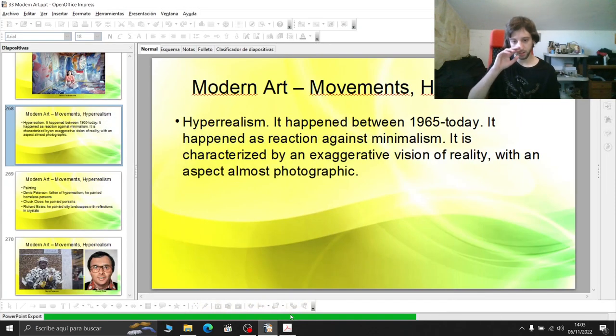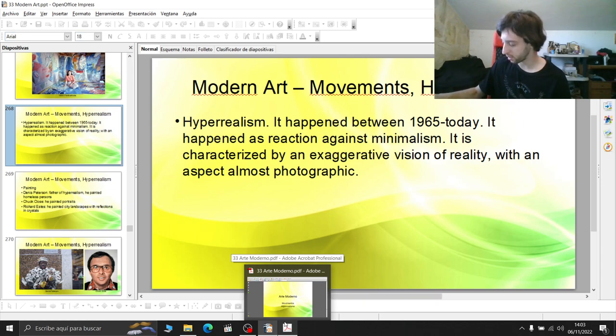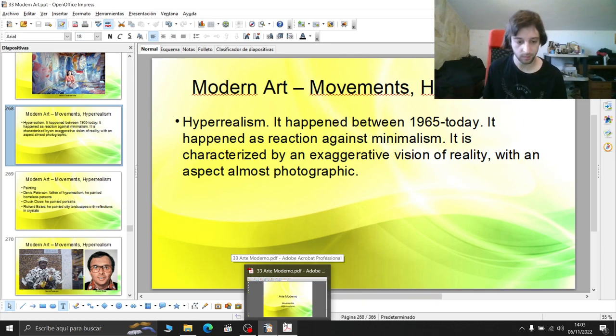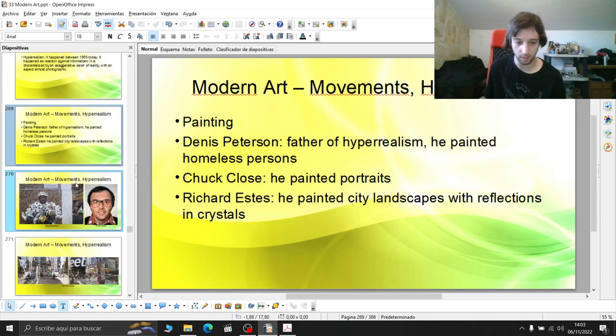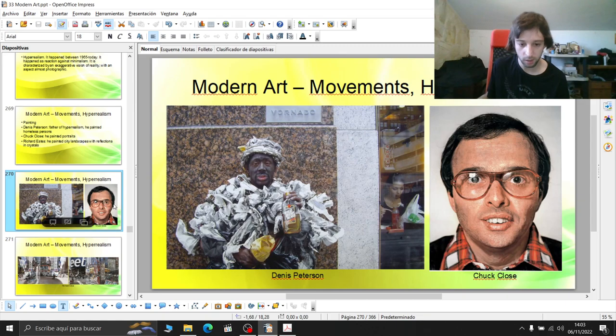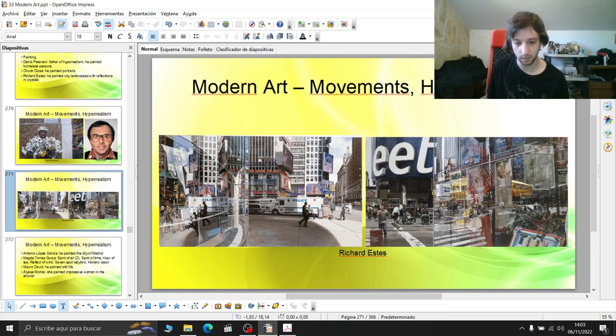Okay, next one. Hyperrealism. It happened as a reaction against minimalism. It is characterized by an exaggerated vision of reality with an aspect almost photographic. This is really impressive. Painting. Denis Peterson, father of hyperrealism. He painted homeless persons. Chuck Close, he painted portraits. And Richard Estes, he painted city landscapes with reflections in glass. Especially Richard Estes is super cool. Here, see, these are paintings. Remember that. This one is amazing.